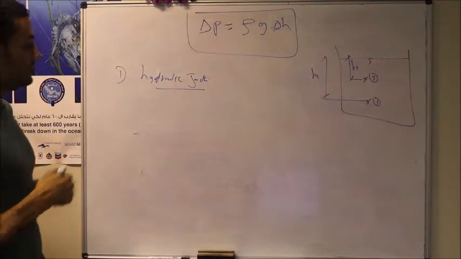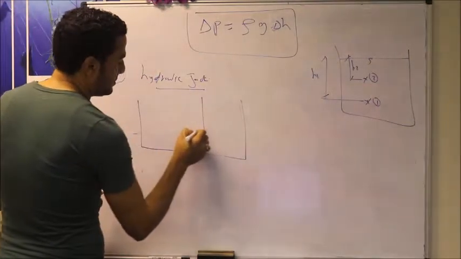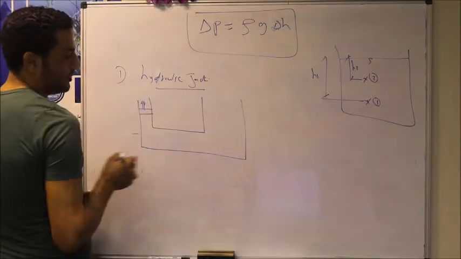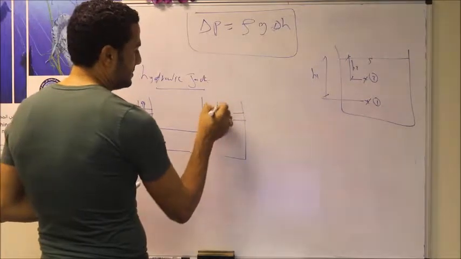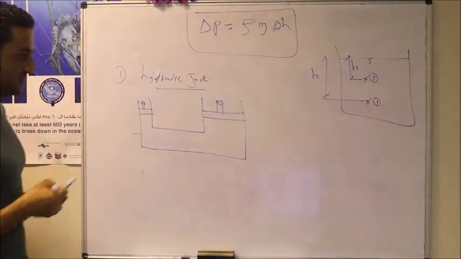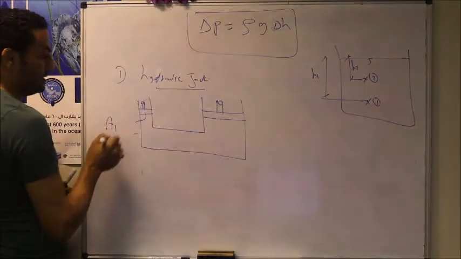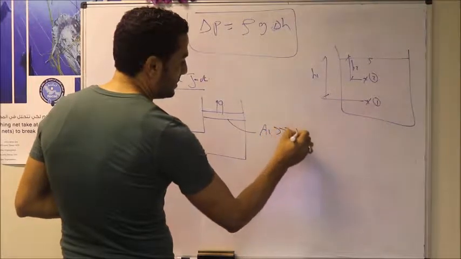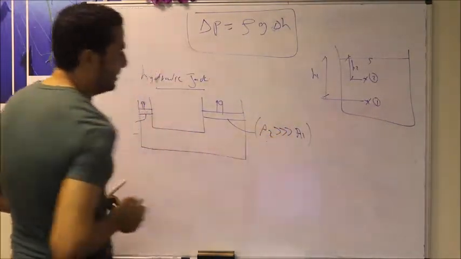The idea of the hydraulic jack is that we have two piston-cylinder devices. One small piston with a small cross-sectional area A1, and one big piston with a bigger cross-sectional area A2, which is much greater than A1.